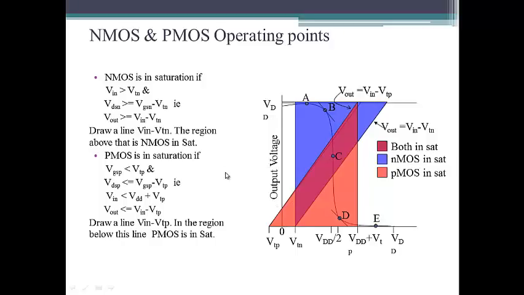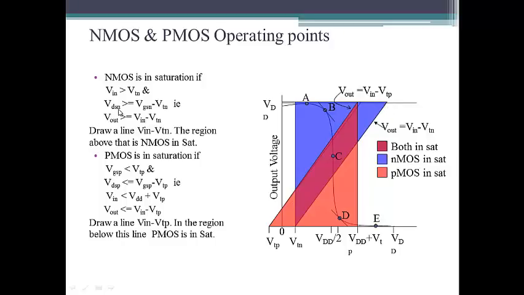So, I can draw a line Vn minus Vtn. So, Vout is equal to Vn minus Vtn. This is a straight line like this. This is the equation of a line, y is equal to mx plus c, where this is the point where it cuts the x-axis. Here it cuts at this point and it is not plus, it is minus. So Vn minus Vtn will be the equation of this line.